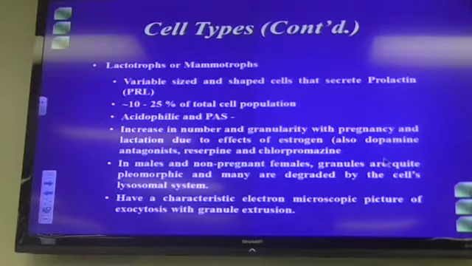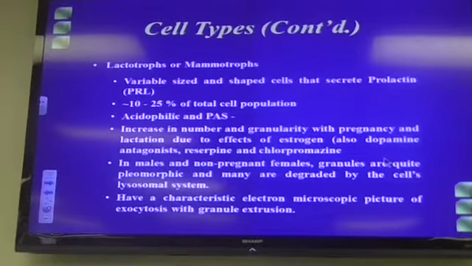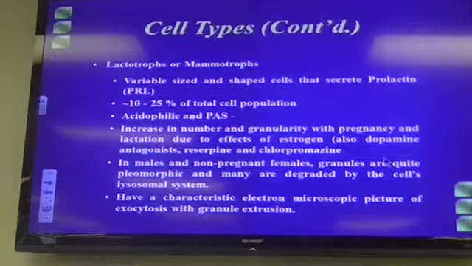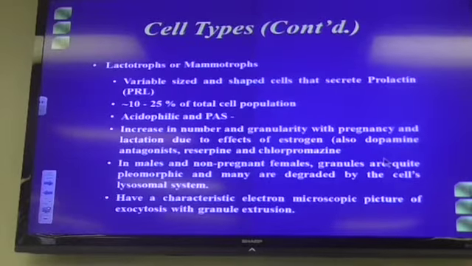Okay? So if we break the connection between the hypothalamus and the pituitary, which hormone will still be produced? Prolactin. Everything else is going to be inhibited. Okay? Repeat that. If we break the connection between the hypothalamus and the pituitary, we will still get prolactin secretion, but all those other hormones will stop. Okay? Now, as far as these cells, they are about 10 to 25% of the total cell population.